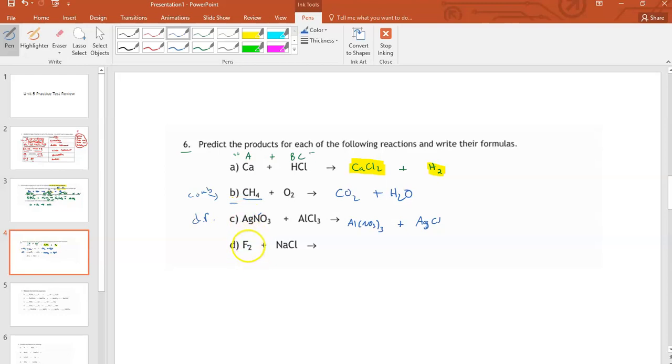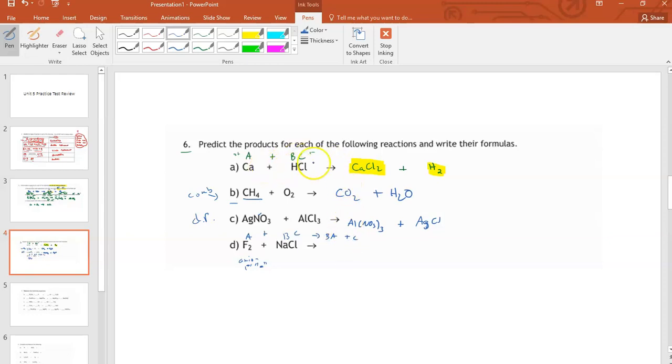Now here we have fluorine by itself. So just A plus BC. Now, this looks like it's going to be a single replacement reaction, but we have to recognize that fluorine is an anion, going to have a negative charge. So a negative ion will always replace another negative ion. So in this case, we're going to go yields BA plus C by itself.